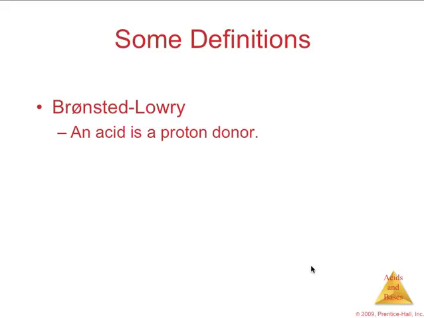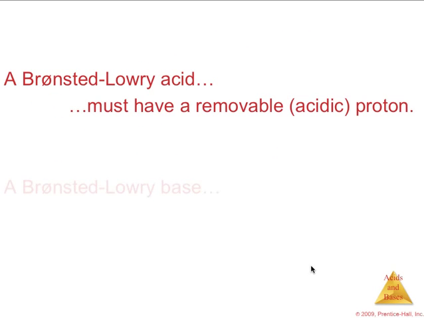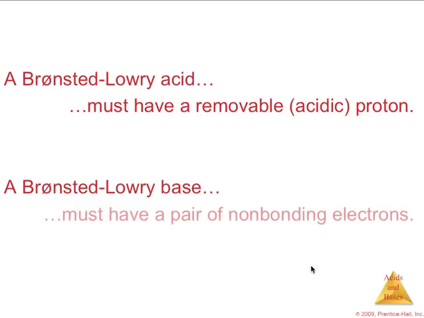Bronsted-Lowry. It kind of is a broader definition for an acid, and the definition is an acid is any substance that is a proton donor. That proton being that H+, that hydronium. A base is anything that's a proton acceptor. So the acid gives up the H+, the base accepts it. So a Bronsted-Lowry acid must have a removable or an acidic proton. A Bronsted-Lowry base has to have a pair of non-bonding electrons, so an unshared pair, so that it can accept that H.